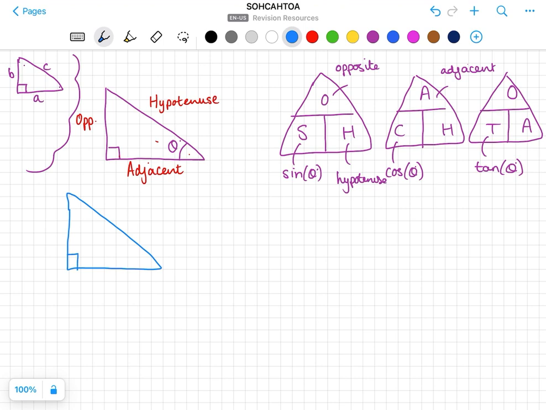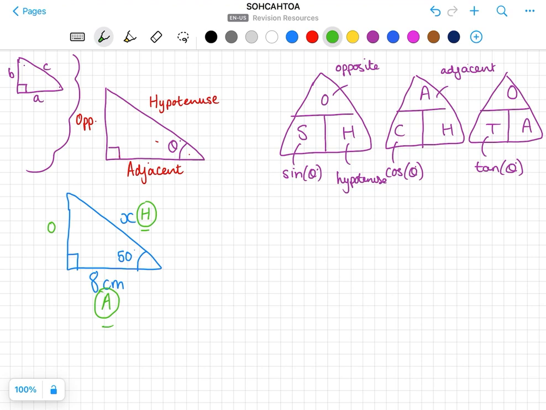We have a right angle triangle and we have a 50-degree angle. We know that this is 8 centimeters long and we are asked to work out the value of x. Step 1, we label the opposite, adjacent and hypotenuse. Step 2, we look at what we know and we look at what we're trying to find out. We know the adjacent and we want to find out the hypotenuse.